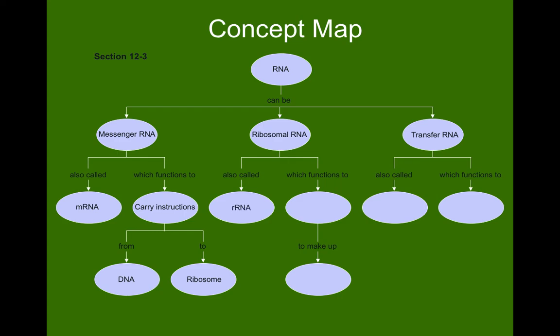Ribosomal RNA is also called rRNA, and its job is to combine with proteins to make up the ribosome. The last one is transfer RNA, which is called tRNA, and its job is to bring the amino acids to the ribosome. So now that we know the different types of RNA that are present, in the next video we're actually going to talk about how these work together in the process of protein synthesis.